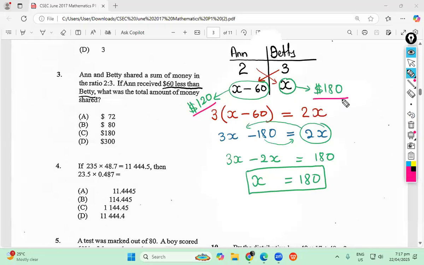120 plus 180. Add Anne's share and Betty's share. And you're going to get what? D, right? So the majority of the class was correct. I think a lot of people thought the answer was C, because they thought the question was asking for Betty's share only. But that wasn't the question. They wanted the total money.